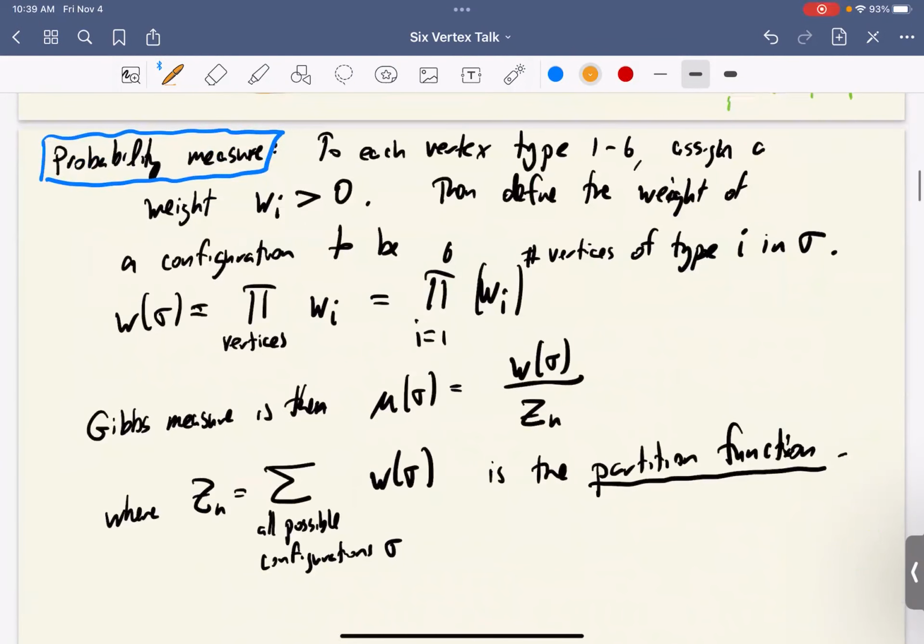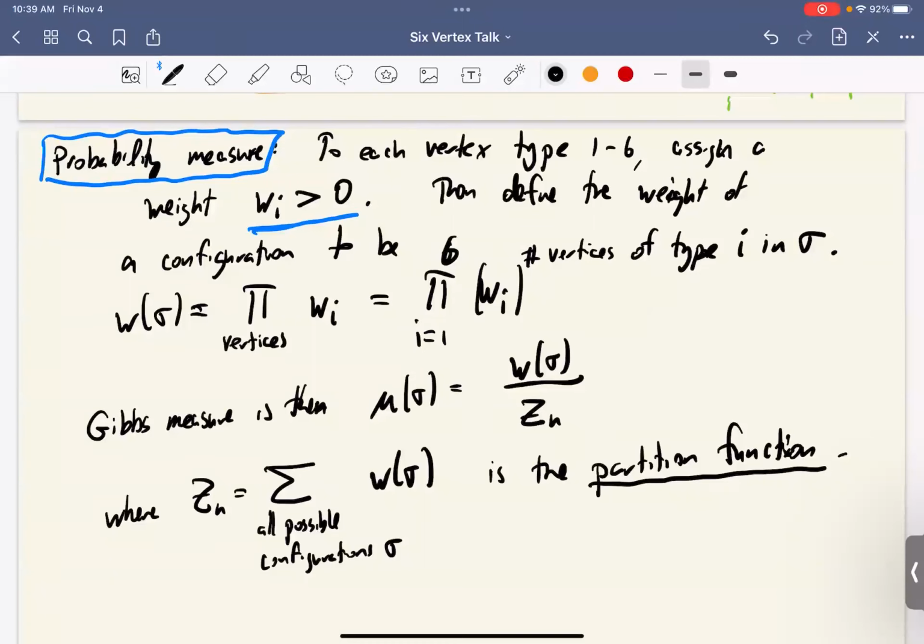Okay, so there's many different ways to draw these arrows on the edges, and we can make a probability measure on the collection of all the possible configurations of arrows. And the typical way to do it in statistical mechanics is to assign a local weight to each vertex type. So to each of these 6 vertex types, assign a positive number, and then the weight of any particular configuration is just the product of the weights of all the vertex types in the configuration.